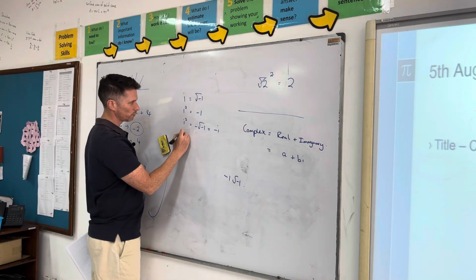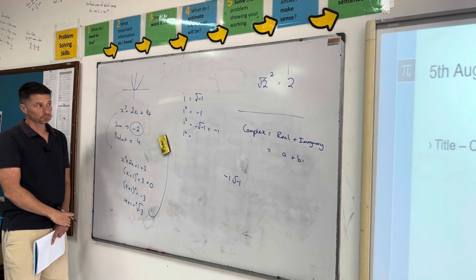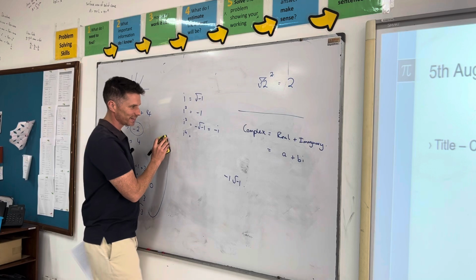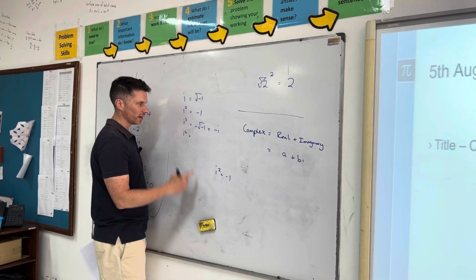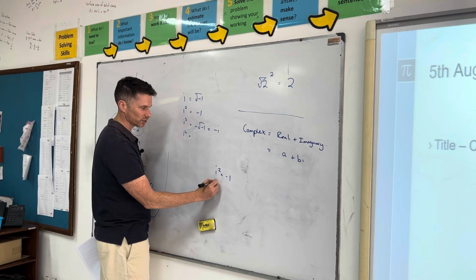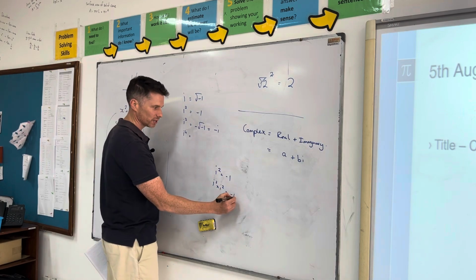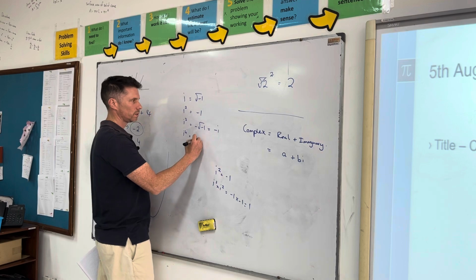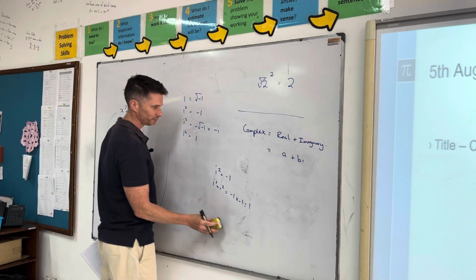You know where I'm going next? What is i to the power of 4? Guys, think about it. Well, we already know i squared is -1. And i to the power of 4 is i squared times i squared, isn't it? We should know that from our indices. So that's going to be -1 times -1, which is 1. I to the power of 4 is 1. Okay, we definitely did this last year.